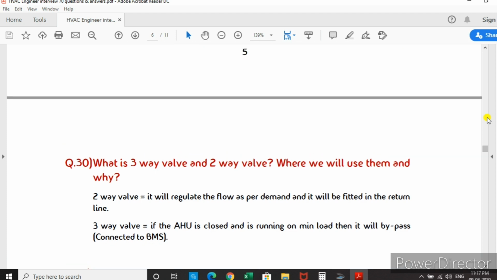Q. What is a three-way valve and a two-way valve? Where will we use them and why? Two-way valve: it will regulate the flow as per demand and it will be fitted in the return line.